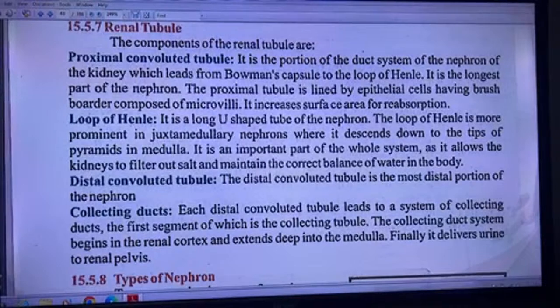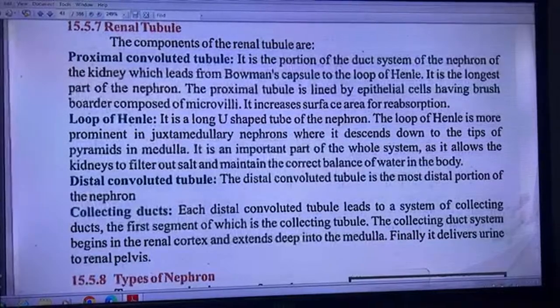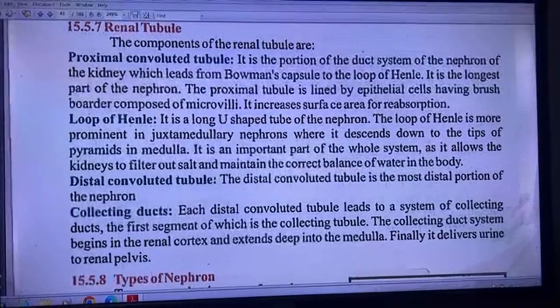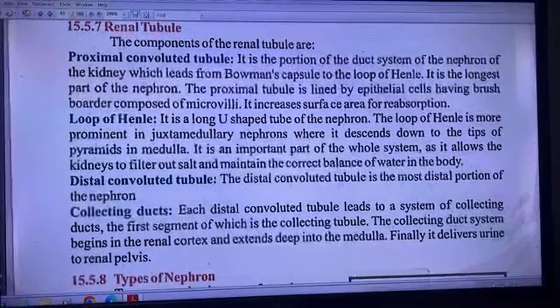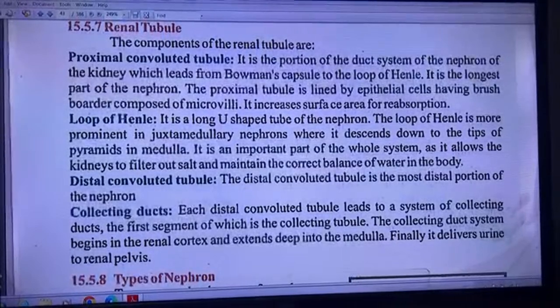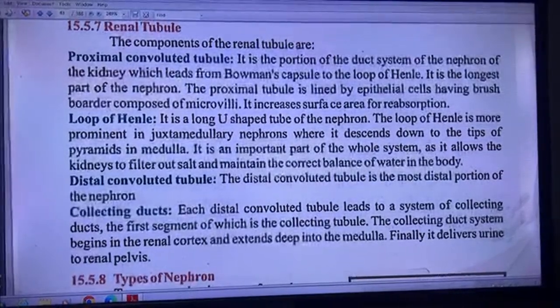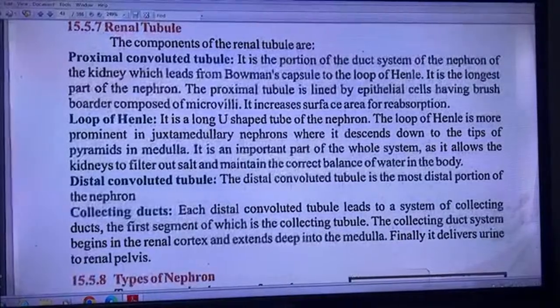Loop of Henle. It is a long U-shaped tube of the nephron. The loop of Henle is more prominent in juxtamedullary nephrons where it descends down to the tips of pyramids and medulla. It is an important part of the whole system as it allows the kidney to filter out salt and maintain the correct balance of water in the body.